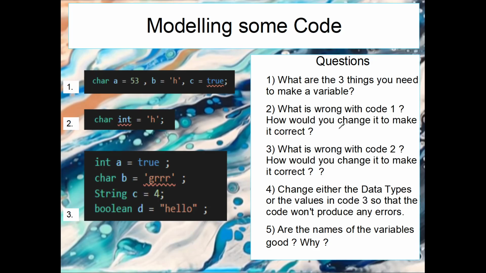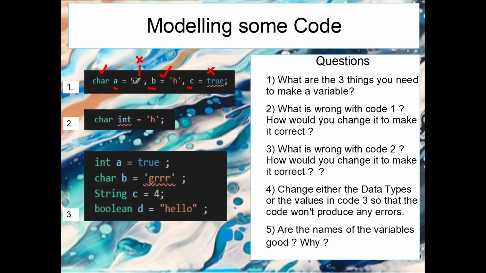What is wrong with code 1 and how would you change it to make it correct? Well, remember what we said, you can put multiple variables on one line, but they have to be the same type. So the first one here is an integer, it's an int. The second one is a char because it's got the single quotes and a single character. So that matches up fine. But the third one, this is a boolean. So they're not the same type, they're different types.